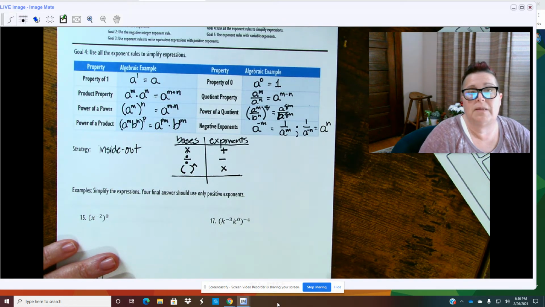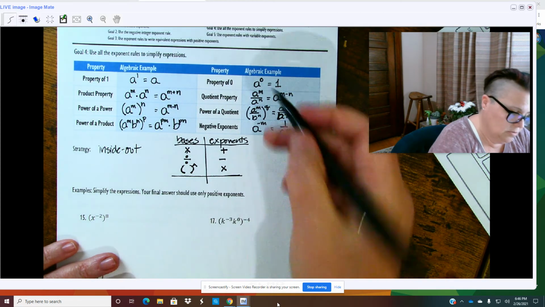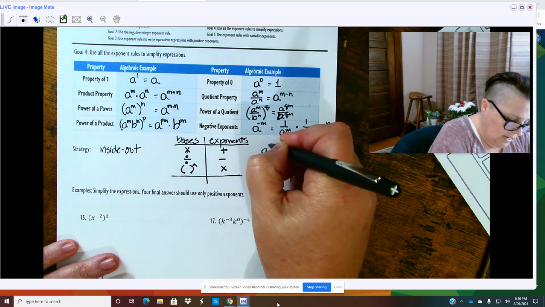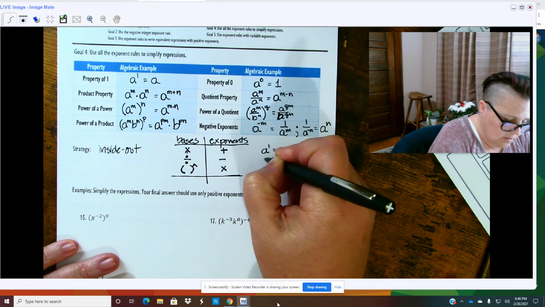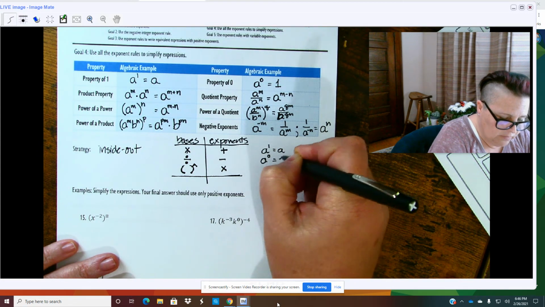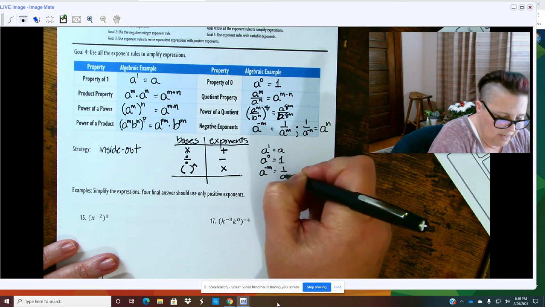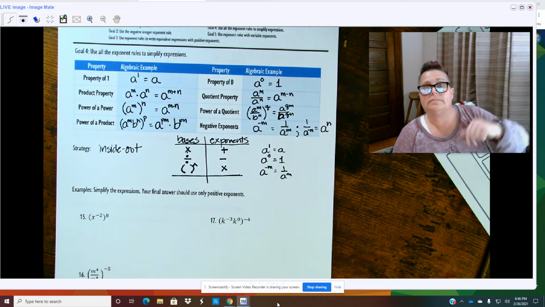Which then gives me three main cheats to remember. And that is that a to the first power is a, a to the 0 power is 1, and a to the negative m is 1 over a^m, or flip it.